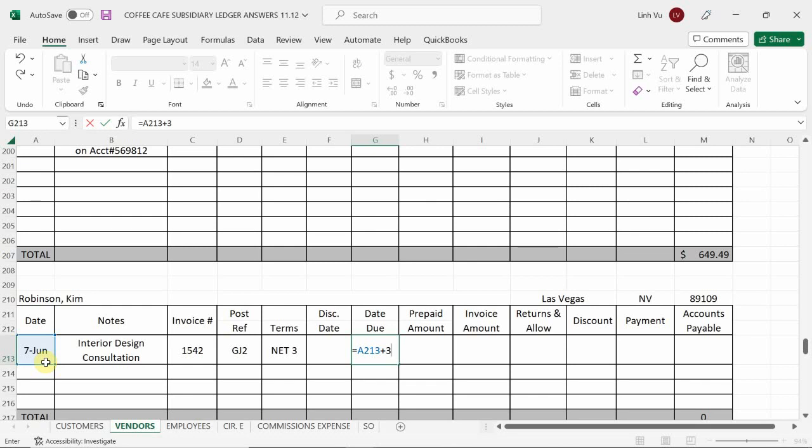Now, in this case, on the bill, it already tells me that it's due June 10. So I could have just simply put in June 10. But because I wanted to make sure that 3 days from the 7th is June 10, I decided to do this formula right here. And then if I go ahead and click enter, it tells me it's June 10.